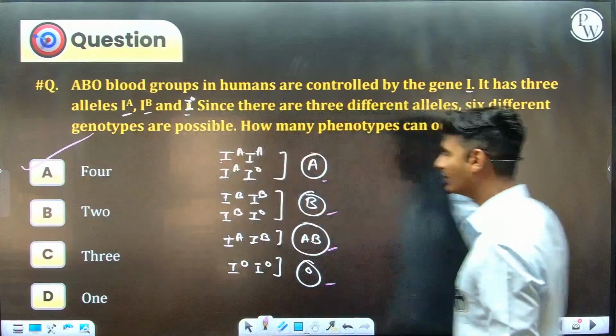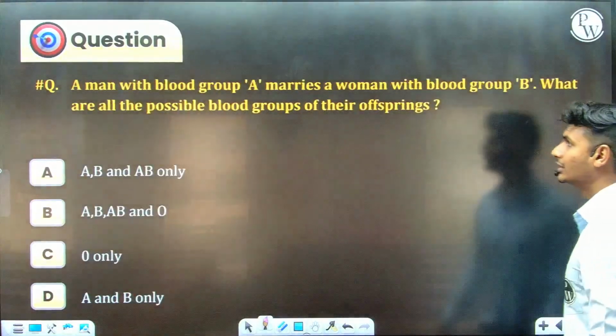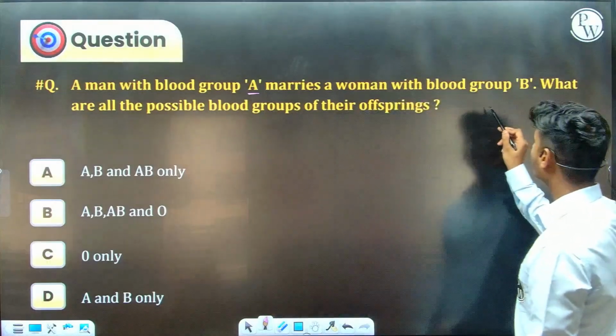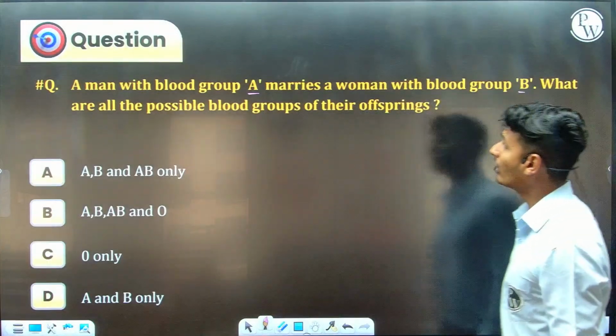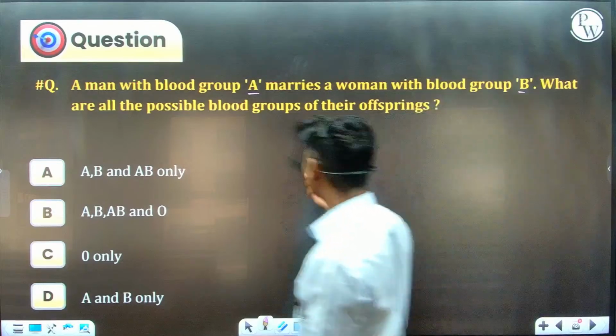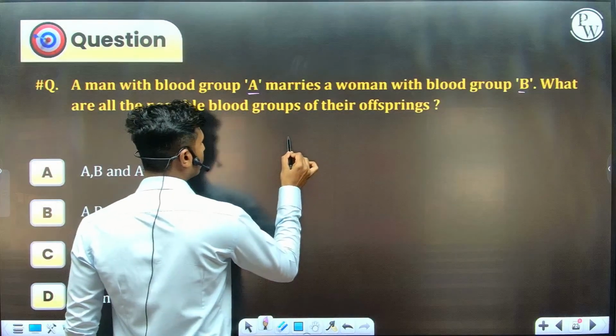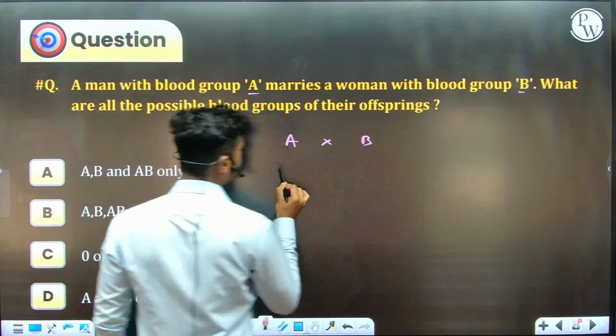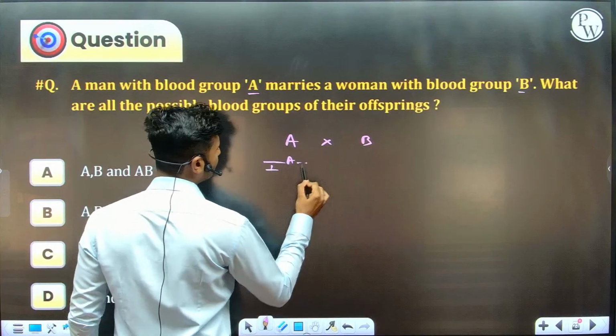Now, let's move to the next question. A man with blood group A married a woman with blood group B. What are all the possible blood groups of their offspring? Let's cross it. Blood group A cross with blood group B. We are going with the first, homozygous.